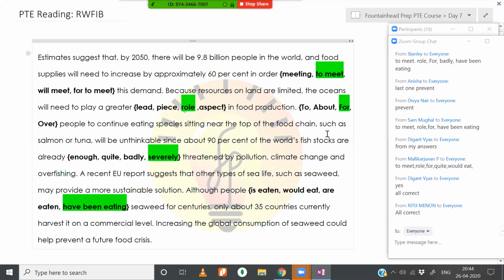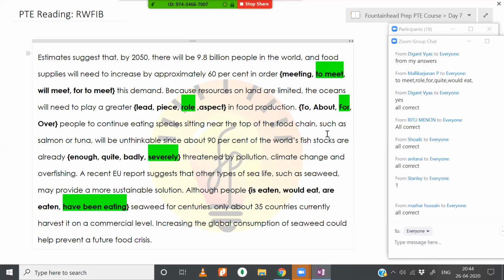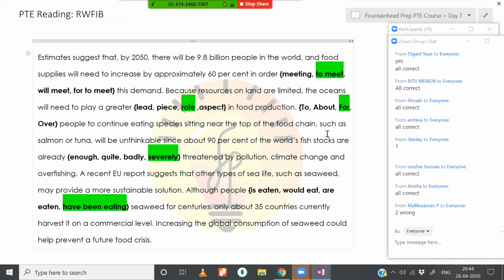So let's see, how many of you got all correct, or just type the number of mistakes that you've got. Oh, okay, this one. So it means that this one was simple. So there are few errors as well. Okay, two errors. So understand that you will get about 5 to 7 such questions.